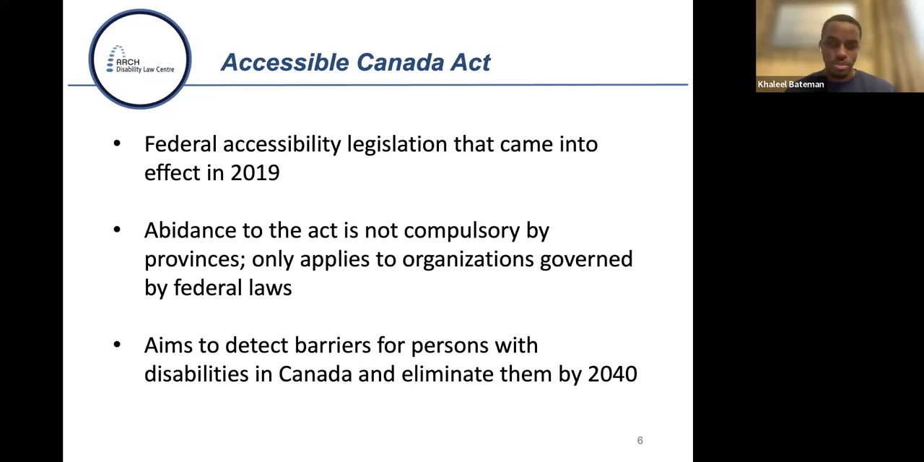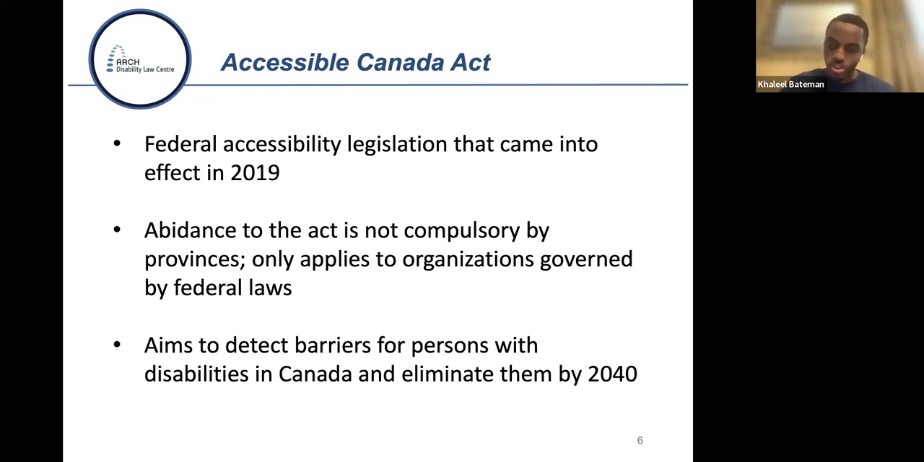So it's only been around for a couple of years now. And what does it mean to be a federal legislation? Well, it means that the act is federal law. It means that only federal organizations are required to follow the act, and provinces or provincial organizations are not.